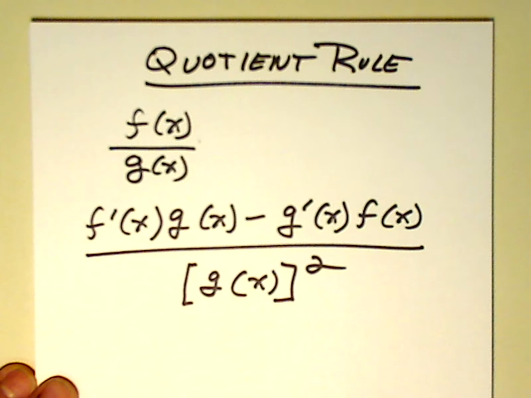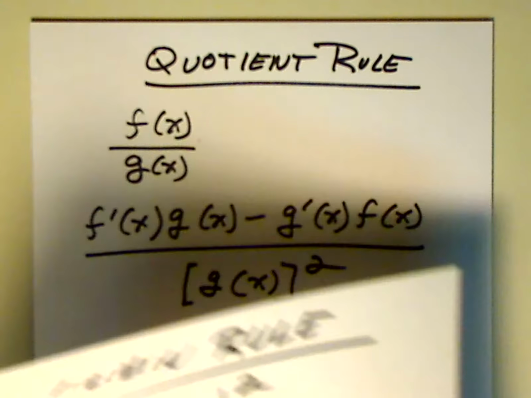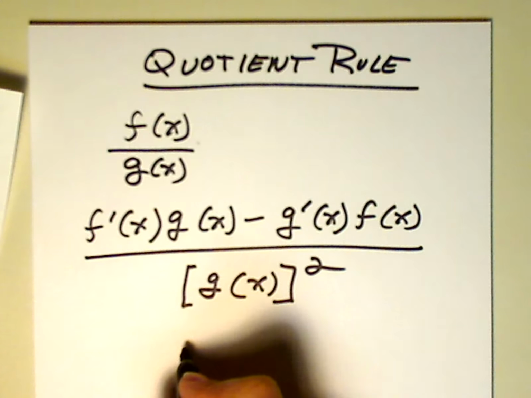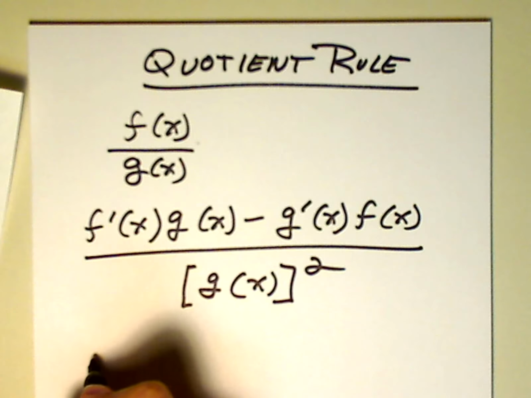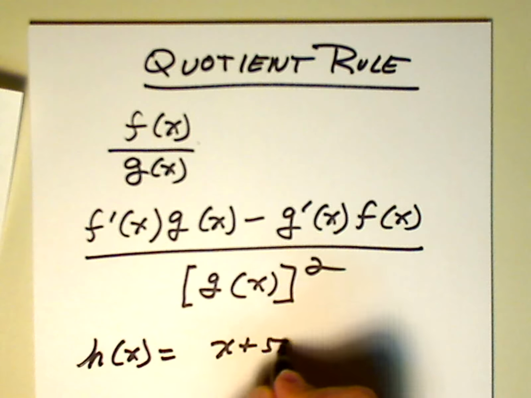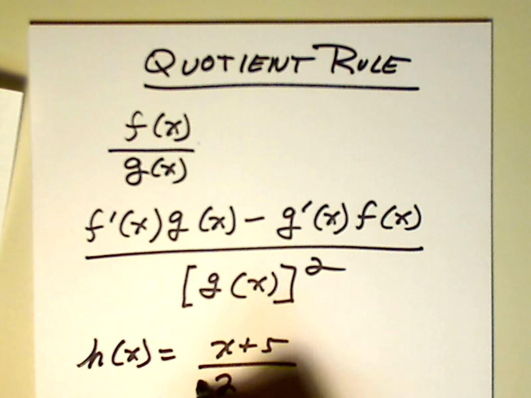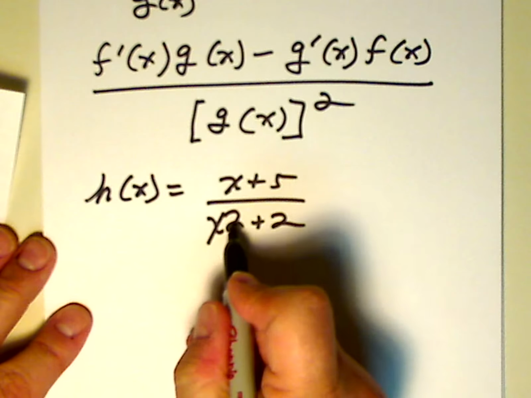In fact, in this case, where we have x plus 5 over x squared plus 2, let's just do that right now because we're going to have to do it in a moment anyway. So I might as well do that now. Let's call this h of x is equal to x plus 5 over x squared plus 2. This is an exponent.